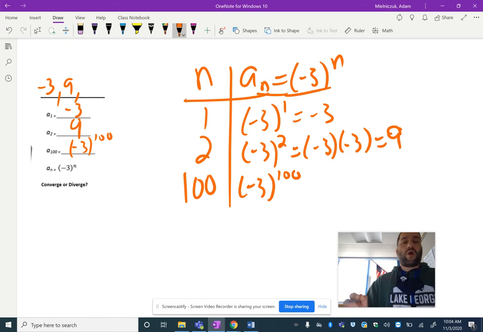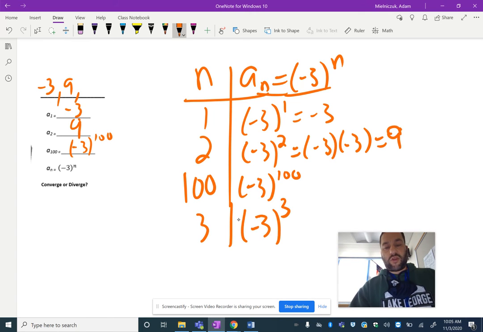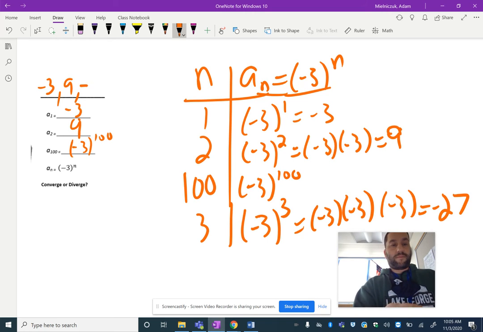Okay? So what do we see for our pattern? I actually do think we need to find the third one. So we're going to do -3 to the third power, which is -3 times -3 times -3, which is -27.